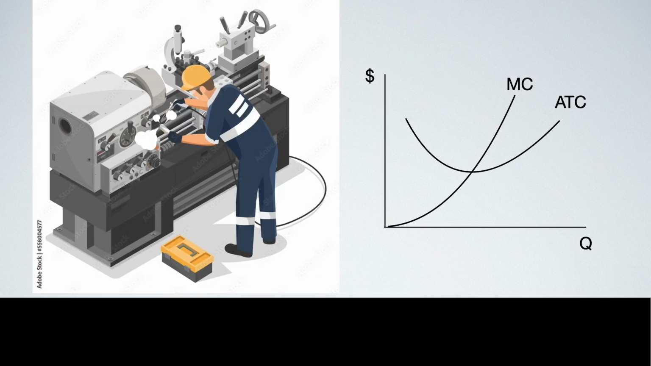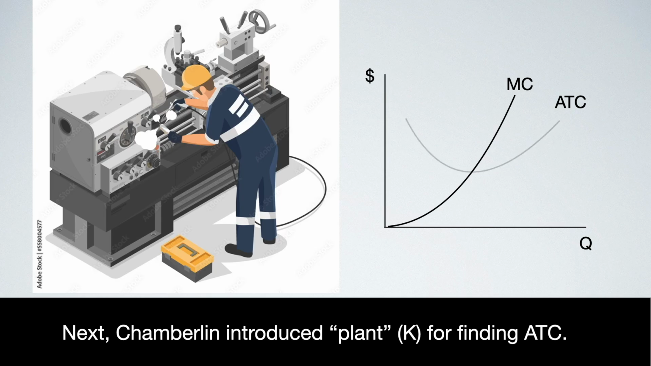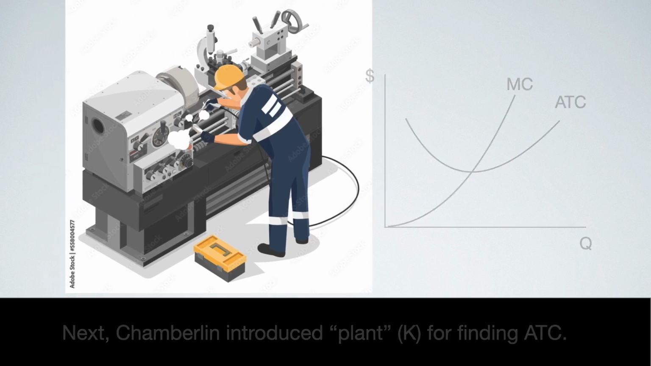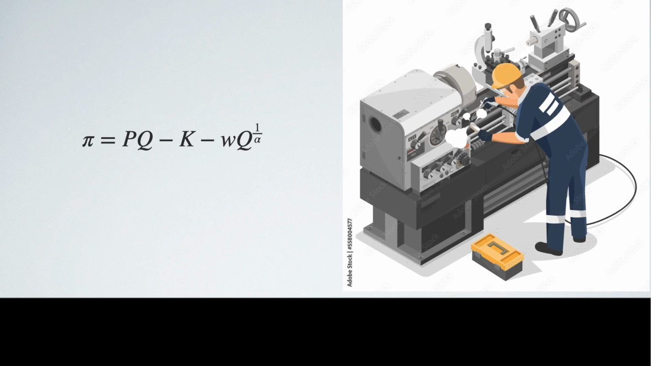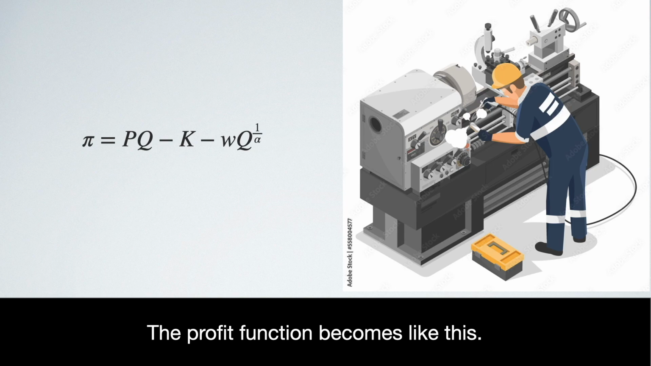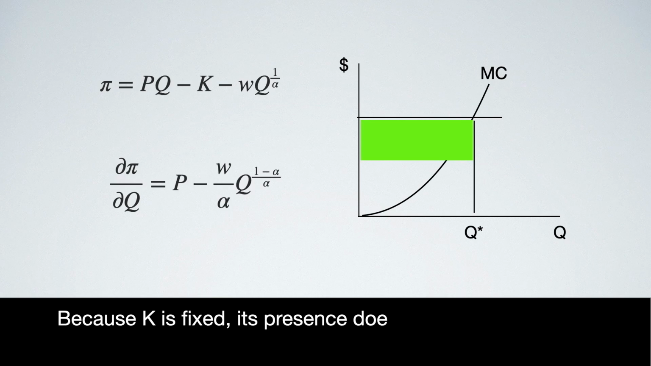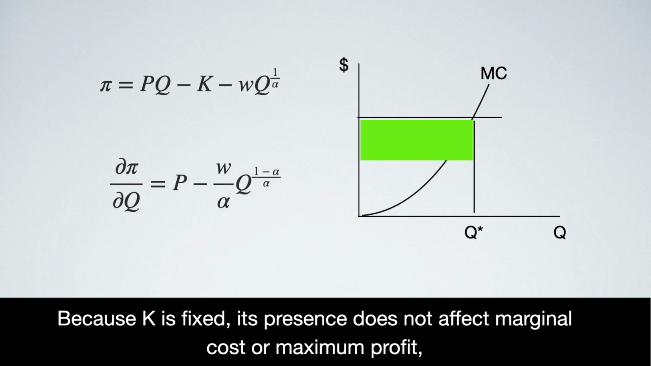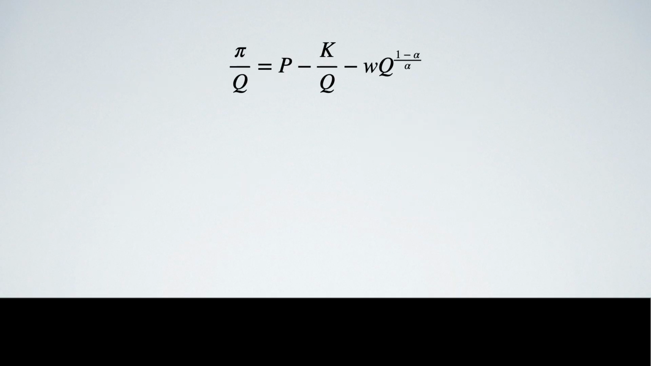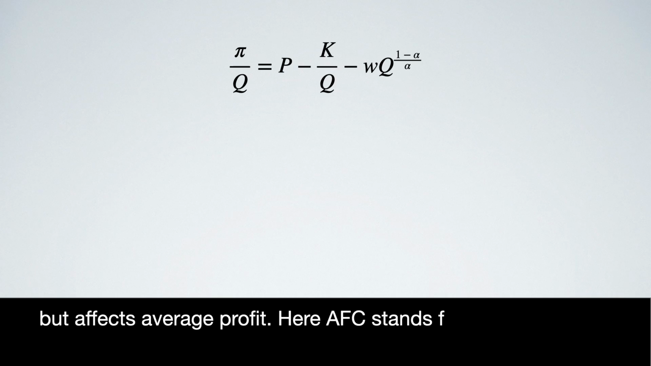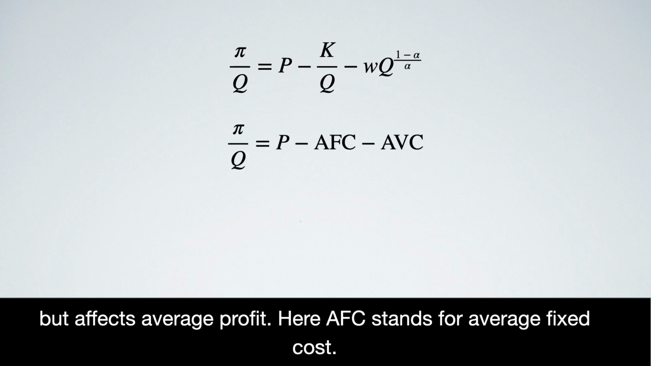Finding ATC. Next, Chamberlin introduced plant K for finding ATC. The profit function becomes like this. Because K is fixed, its presence does not affect marginal cost or maximum profit, but affects average profit. Here AFC stands for average fixed cost.